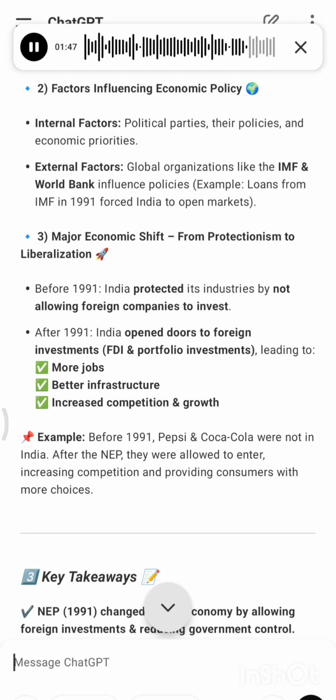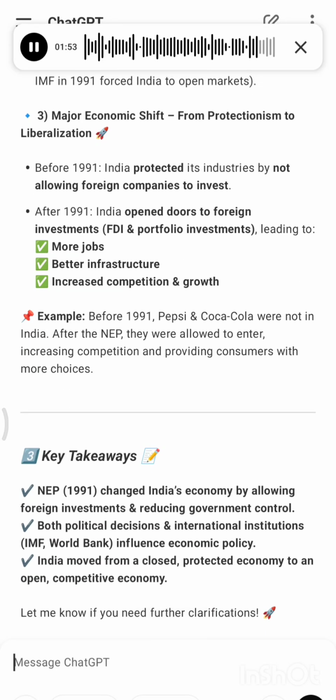NEP 1991 changed India's economy by allowing foreign investments and reducing government control. Both political decisions and international institutions, the IMF and World Bank, influence economic policy. India moved from a closed, protected economy to an open, competitive economy. Let me know if you need further clarifications.